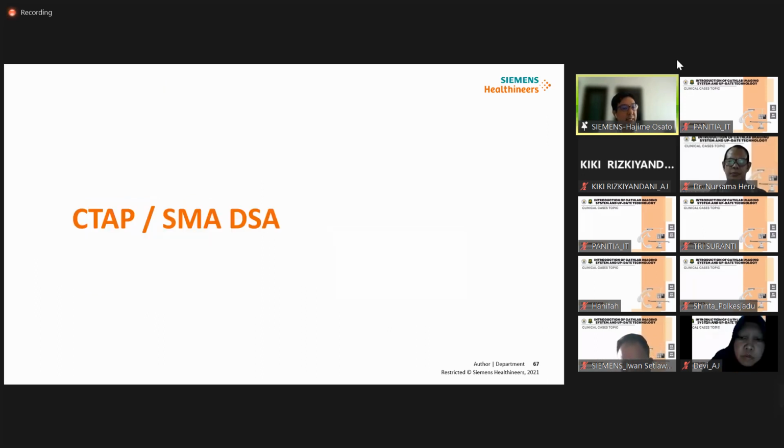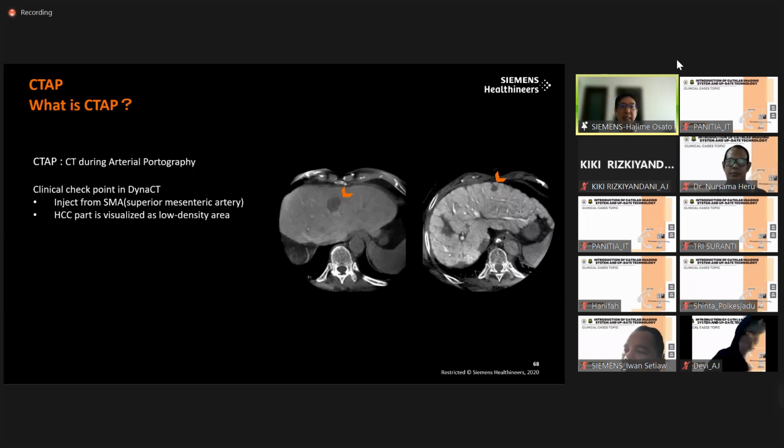The first step is CTAP and SMA DSA. CTAP is CT during arterial portography. So this is venous phase imaging, all right? Contrast medium is injected from the SMA. HCC part is nourished by the liver artery, so that's why HCC part is visualized as a low density area in CTAP.